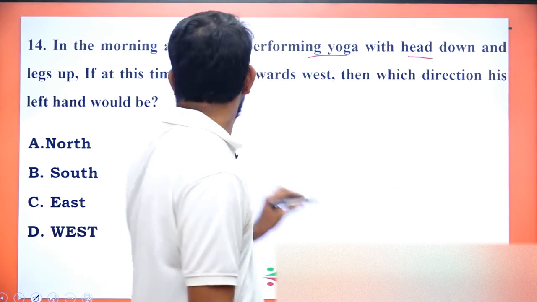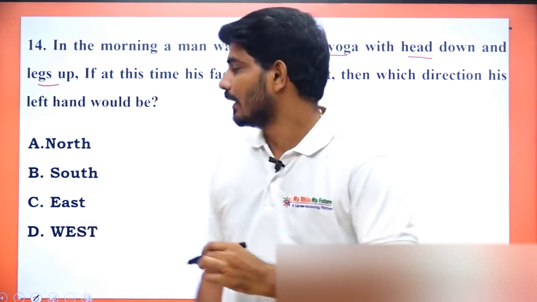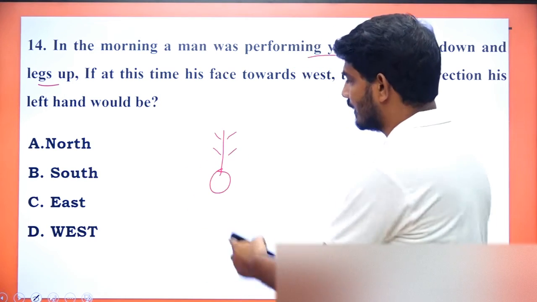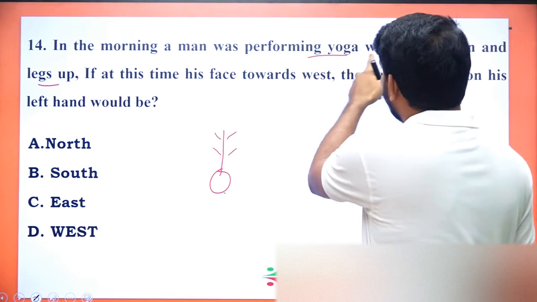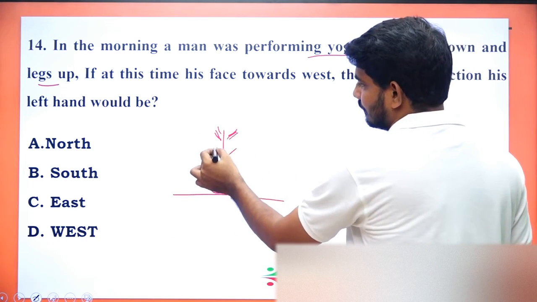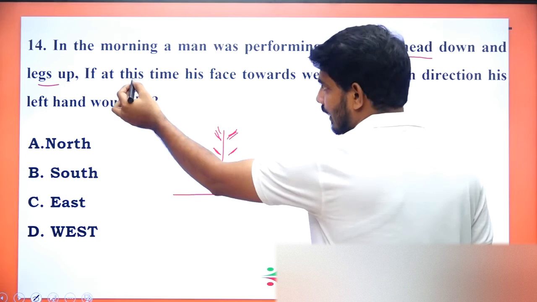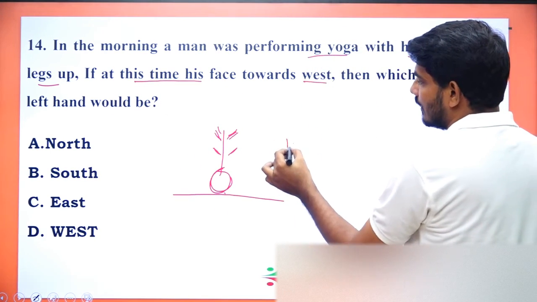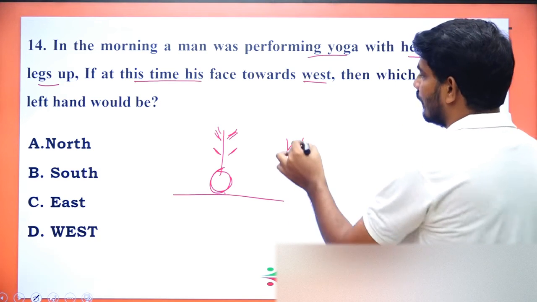This head down and legs up, like this he is doing his yoga. A man facing down, performing yoga with his head down and legs up like this. If at this particular time he faces towards west, so he is facing towards west direction.